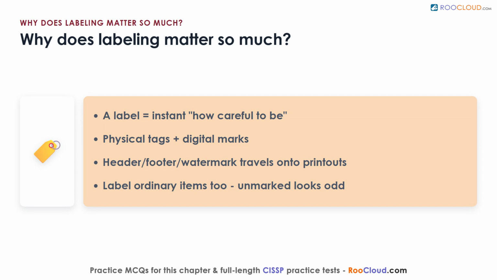A header, footer, or watermark travels with a document, even onto a printout. Smart teams also label the ordinary stuff, so an unmarked item looks suspicious rather than safe. And once media carries a classification, downgrading it is rare and tightly controlled, if it is allowed at all.